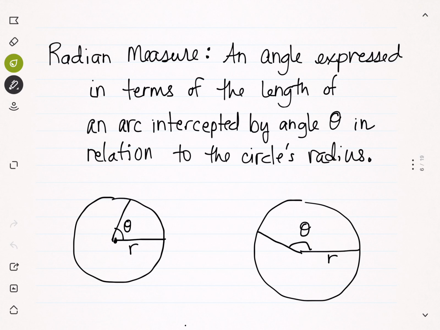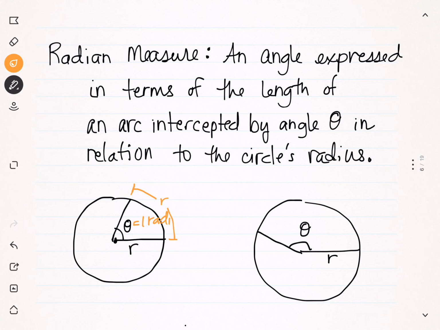A radian measure is a way to express an angle in terms of the length of an arc that's intercepted by a given angle theta in relation to the radius of the circle. So if we have a circle with radius r and we have angle theta, let's say for instance that this arc length, which I'm going to call R, is the same length as the radius. We would say then that the angle theta is equal to 1 radian because the arc length is the same as the radius.